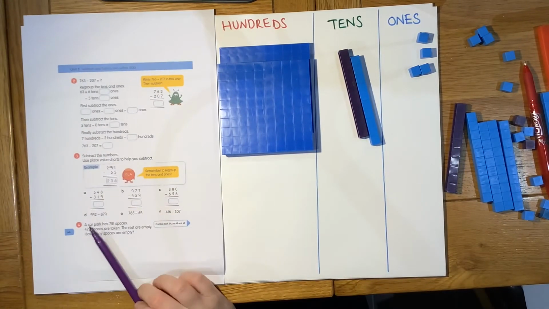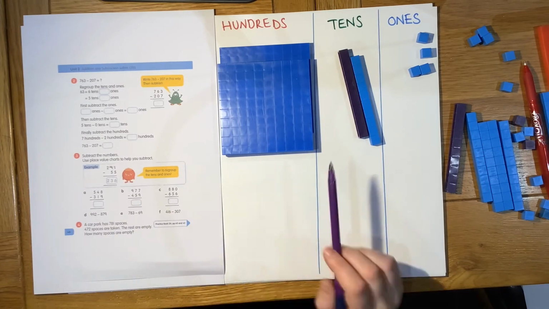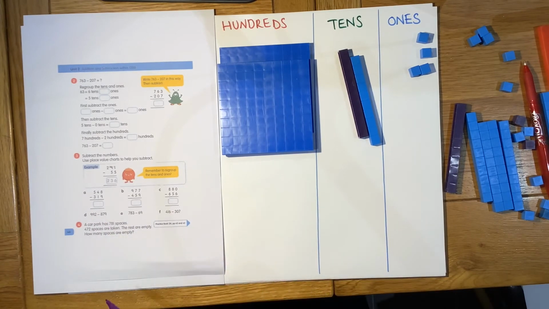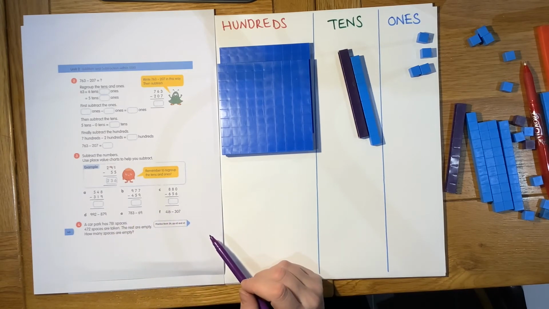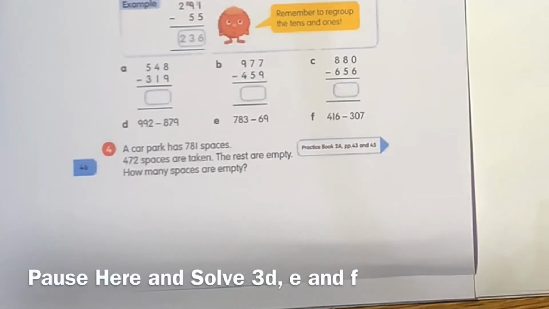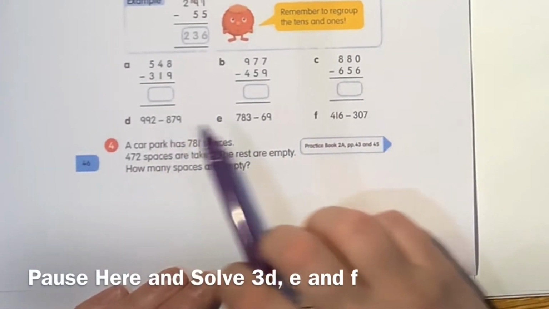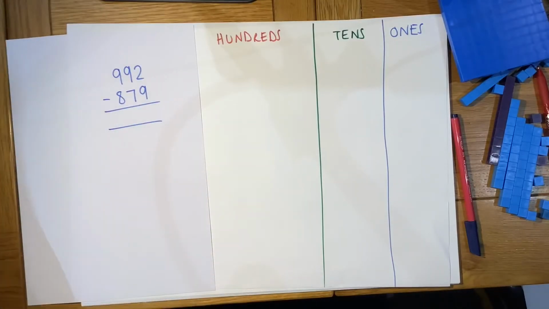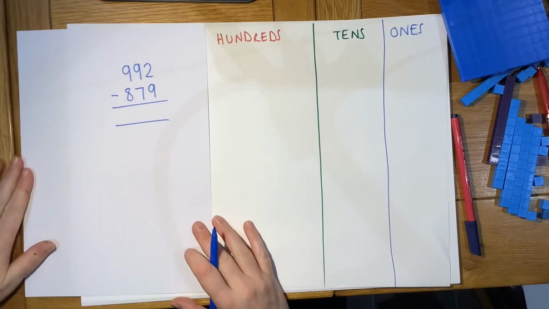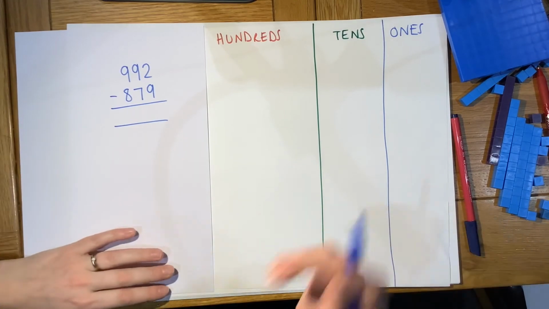Right, I would like you to have a go at D, E and F. I'm not going to use equipment this time, but I am going to show you how you might draw it or just use the numbers, and then you're going to do some for practice. Okay, so pause the screen, have a go at D, E and F, and then come back and we'll talk through the answers. Right, so this time I'm going to show you how to solve it by drawing your equipment.